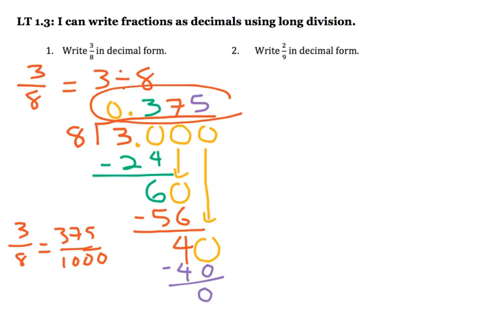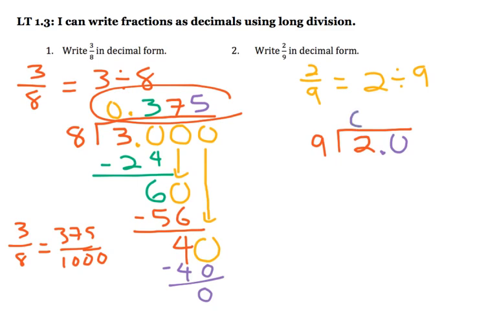Alright, so the same for number 2, write 2/9 in decimal form. So 2/9 is equivalent to 2 divided by 9, and we can use long division to figure out what the decimal form is going to look like. So we put the 2 on the inside, divided by 9, and already we're going to have to add a 0 to the tenths place so that the 9 can go into the number. So starting off like this, 9 goes into 20 twice. 9 times 2 is 18.